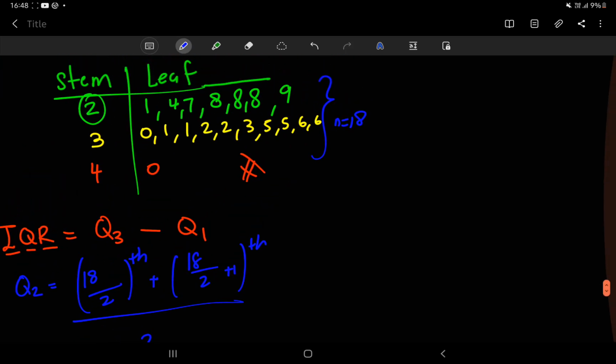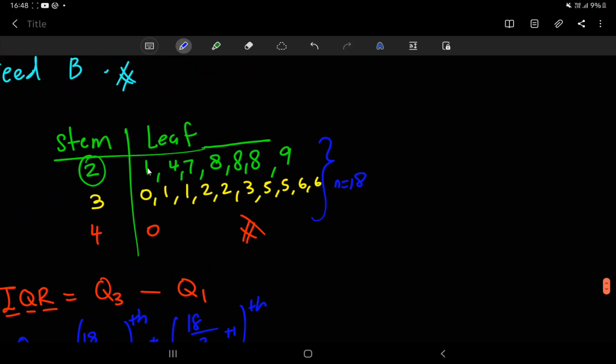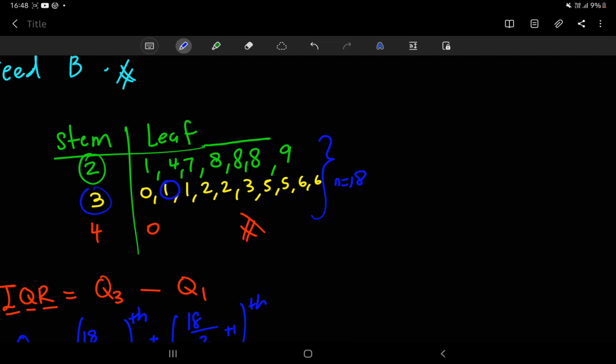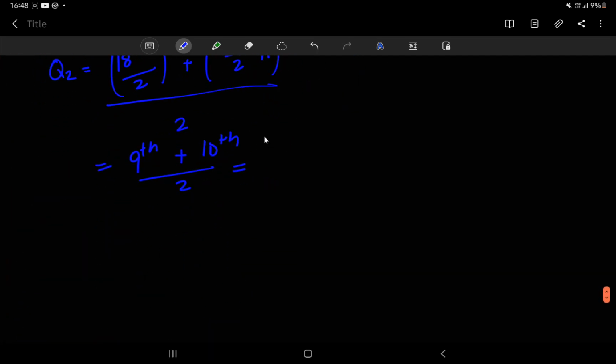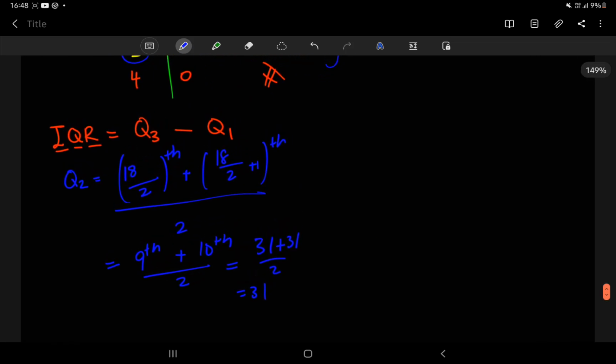The 9th position: first, second, third, fourth, fifth, sixth, seventh, eighth, ninth, is 31. So 31 plus 31 over 2 is 31. Our median is 31.